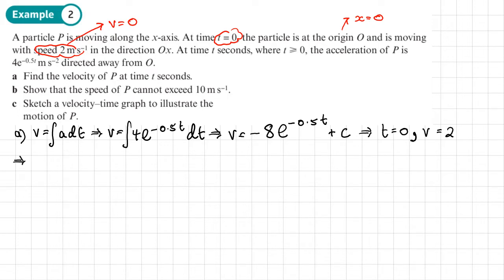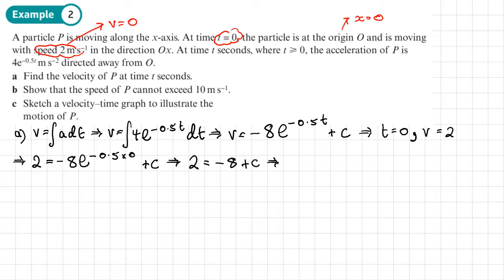So v is 2, which is equal to negative 8 e to the negative 0.5 t, plus c. Now t is 0, isn't it? So let's just correct that and put times by 0, plus c. Now this is the bit where you need to be careful. It is very tempting to write anything to the power 0 as 0, when in fact anything to the power 0 is 1. So the first part here doesn't become 0, it's going to become negative 8. So negative 8 plus c.